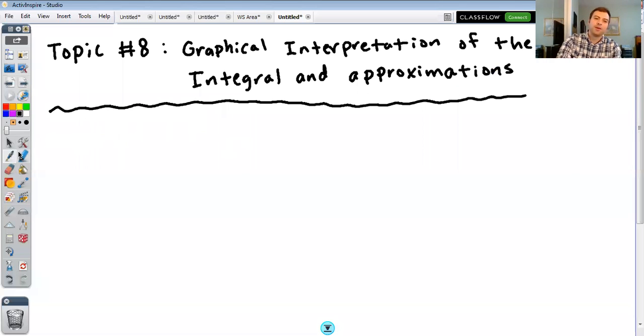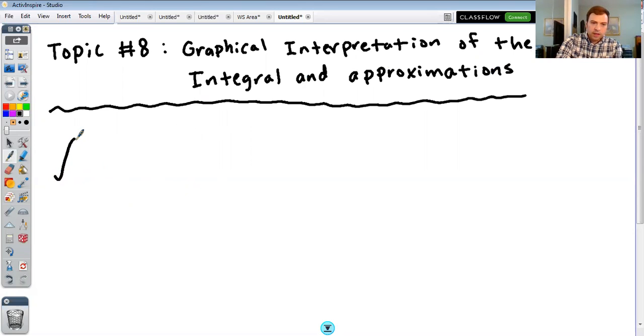Welcome back, everybody. Today we're going to look at our 8th topic in our AP review series, and we're going to move on from derivatives now. We're going to move into the integral, and I want to actually begin with the graph interpretation of what the integral represents, and then how to make approximations of the integral using various strategies.